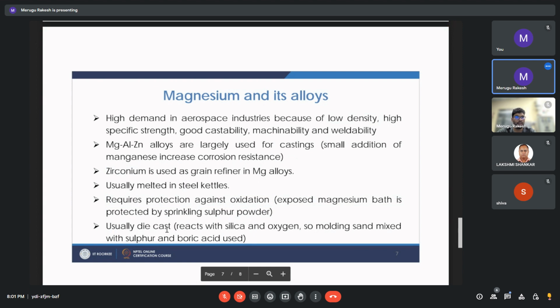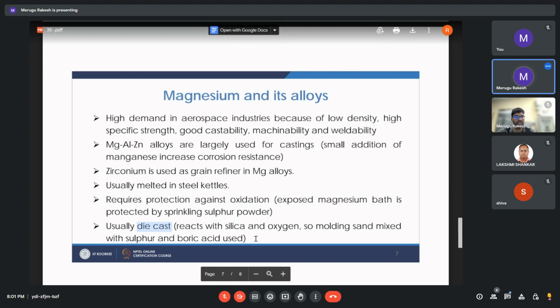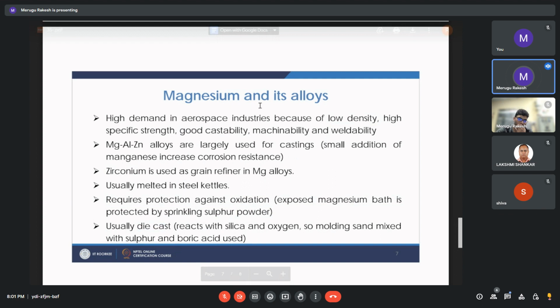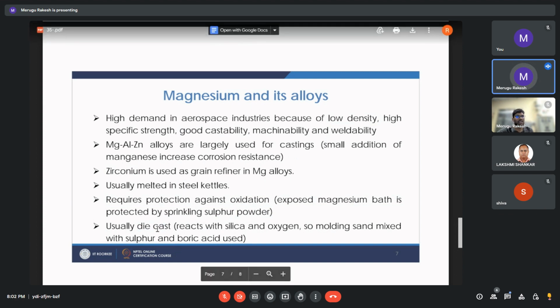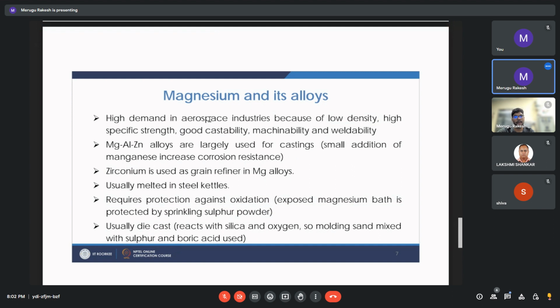So basically we are going to use die casting, because it may react with the silicon dioxide, so molding sand mixed with sulfur and boric acid is used. So basically, these are magnesium, aluminum. These are basically used in die casting because of low temperature. Aluminum we have around 600, whereas magnesium we have around 400 to 500 degrees Celsius.